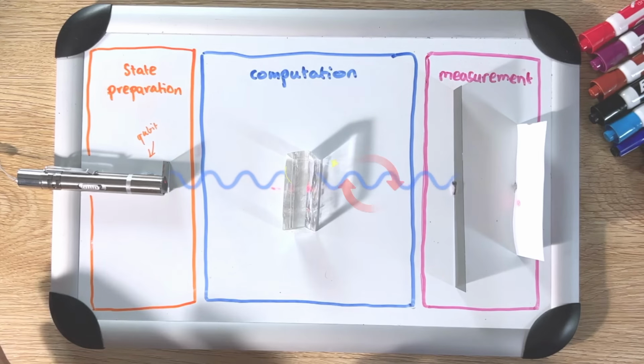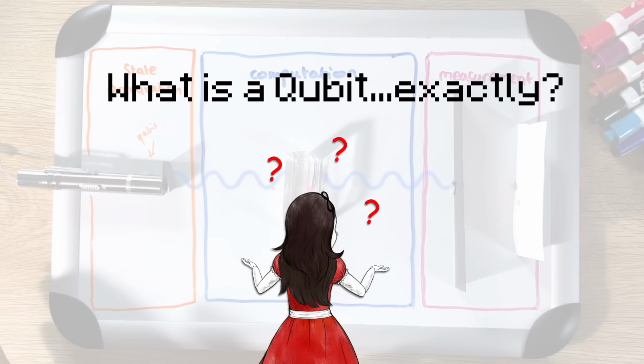So that's what's going on here at a high level, but let's get into the details, starting with what is a qubit exactly? Here's everything that you need to know about light to be able to make a qubit from it.